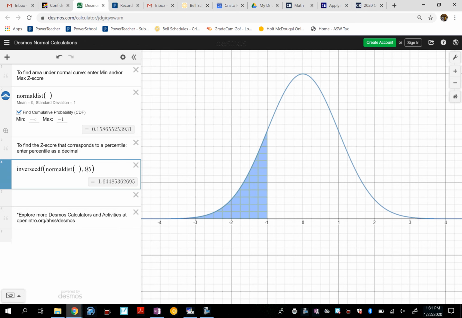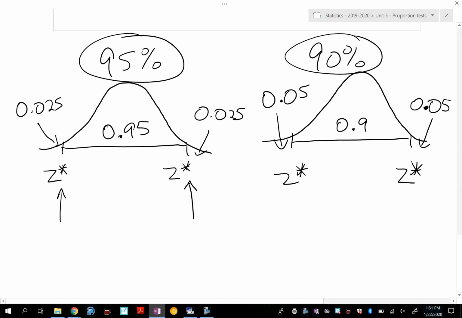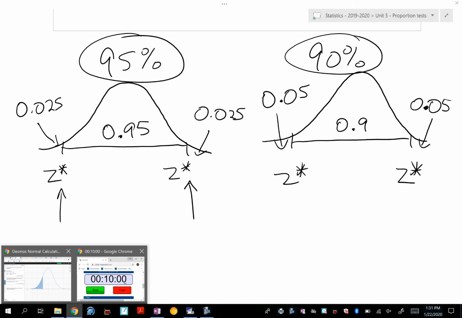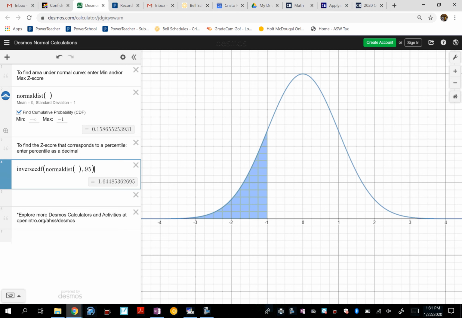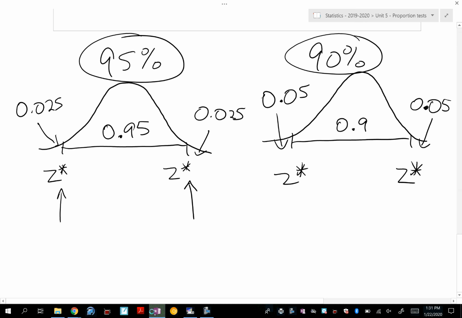1.645. The reason this is confusing, just to be honest with you, is if you wanted to find this positive z star, what did we actually type in to find the positive z star for 90% confidence? We typed in 0.95. And so that gets kids messed up because you typed in 0.95 to find the z star for a 90% confidence level. You see how that can get confusing?